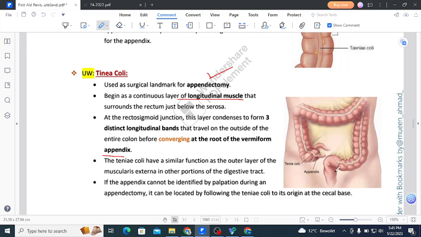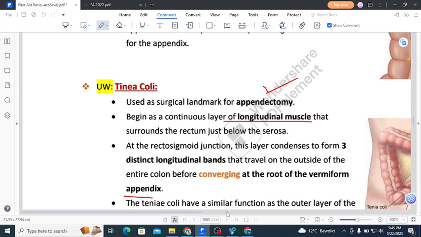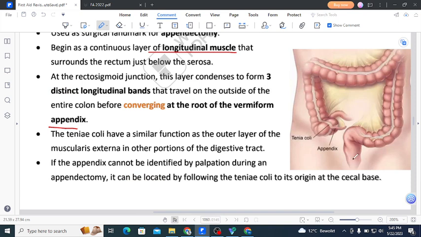If you look at this picture, you can see that there is a continuous longitudinal coat of the rectum as well. They are continuous, and then they condense to form three bands. One band is going like this, and there are two other bands. These bands move all the way down here, and then again they converge at this point over the vermiform appendix.